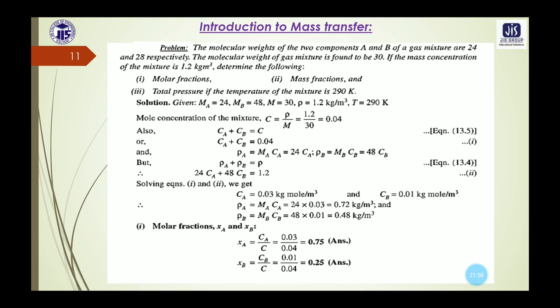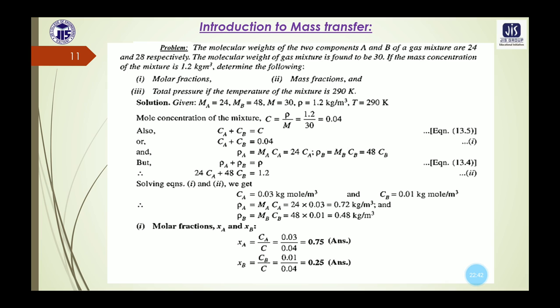Let us first write what is given in this numerical. The molecular weight of component A, that is Ma, is given as 24, and the molecular weight of B is double the molecular weight of A, that is 48. The molecular weight of the gas mixture is given as 30, so total M equals 30. The mass concentration of the mixture is 1.2, so rho equals 1.2 kg per meter cube. And the temperature for this mixture is 290 Kelvin.